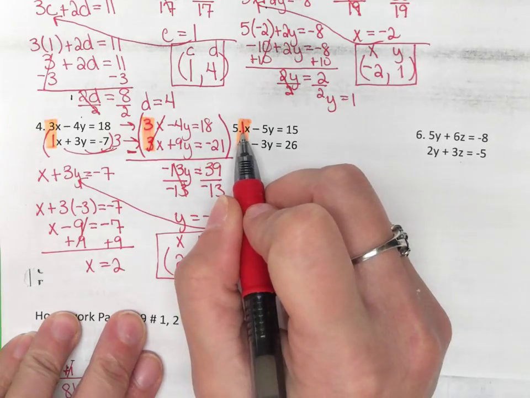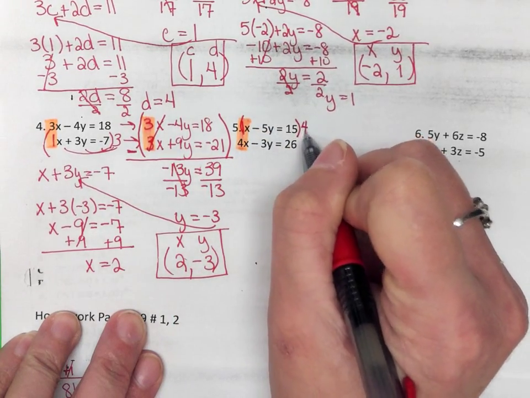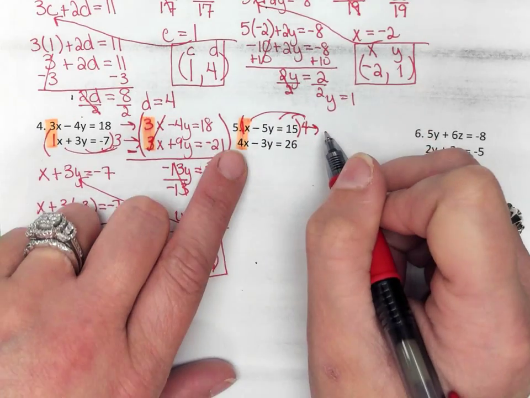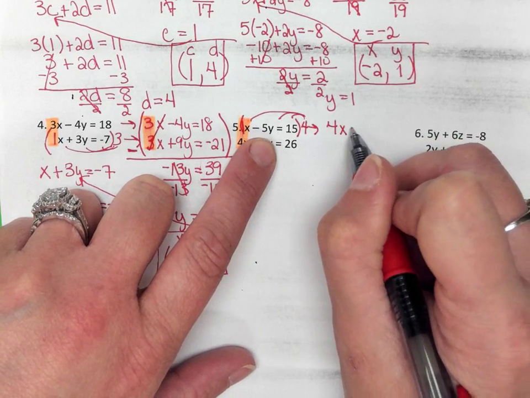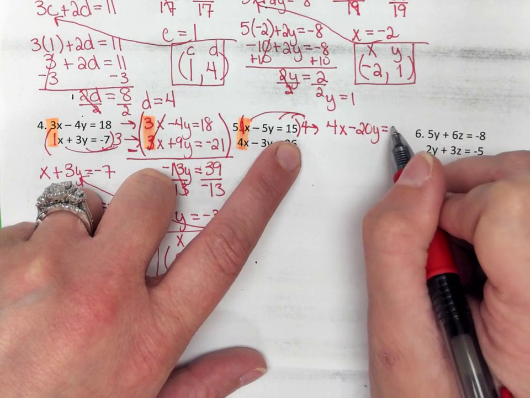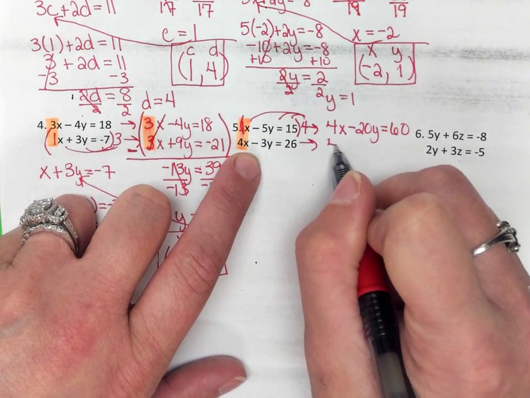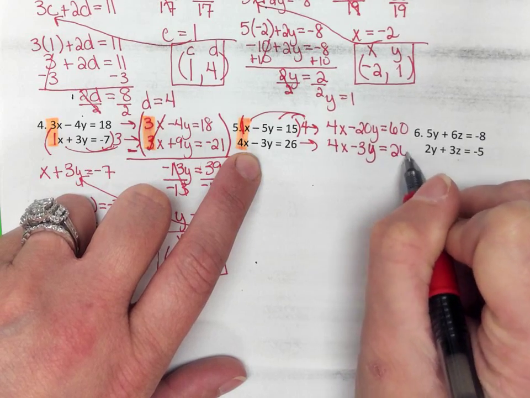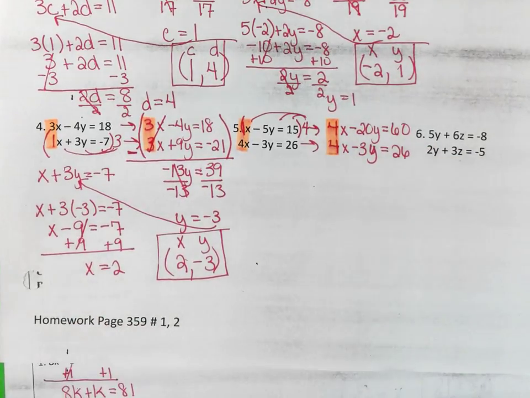So I can make 1 become 4 by multiplying that top equation by 4. So you got to multiply everything. So 1x times 4 is 4x. Negative 5 times 4 is negative 20. And 15 times 4 is 60. And then don't touch the bottom one, just bring him over. Now you see how the x's are the same, both have the same number?